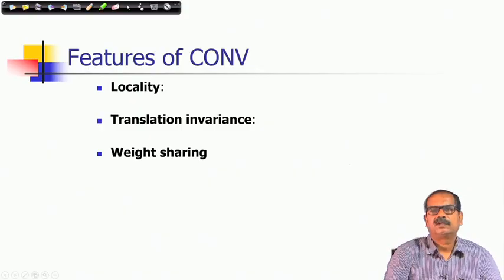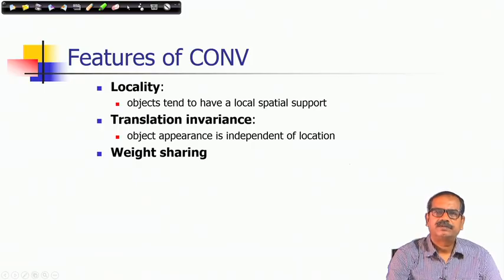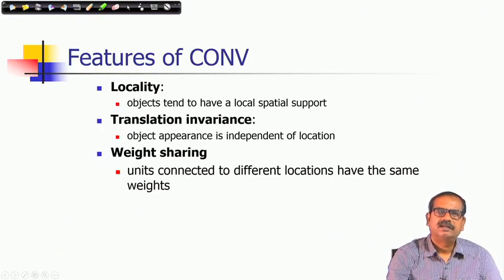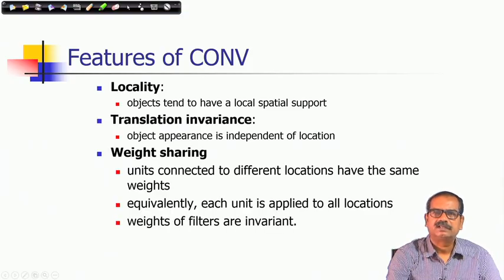So the features of the convolution layer we can consider are locality, which is having local spatial support for objects; then translation invariance, where object appearance is independent of location; and weight sharing, which means units connected to different locations have the same weights, and equivalently each unit is applied to all locations, and the weights of the filters are invariant. This keeps the number of parameters small for a convolutional neural network. Of course, since there are many such layers, finally the total number of parameters will be quite large.